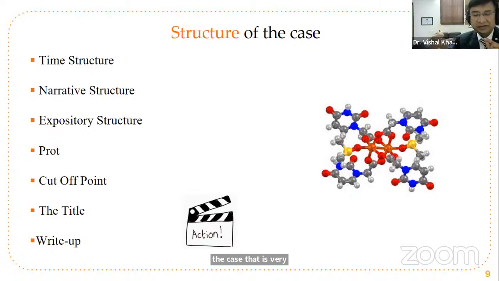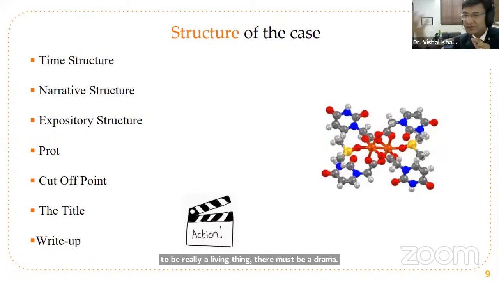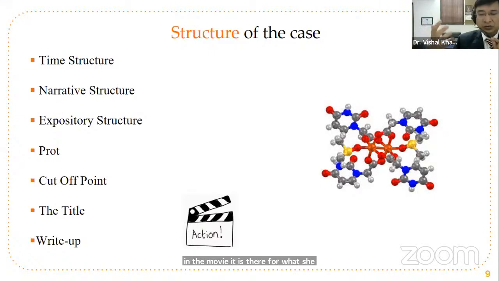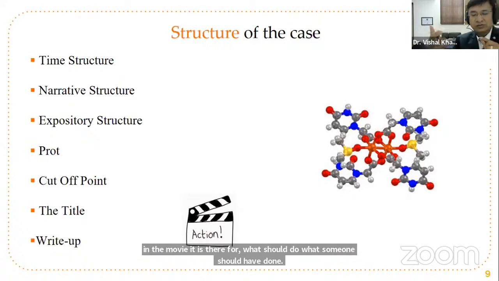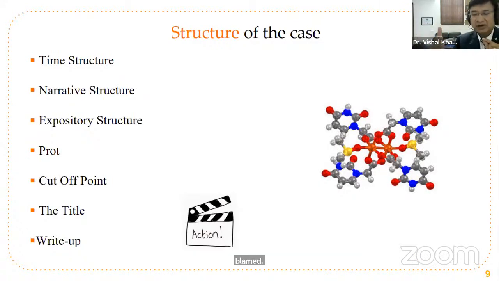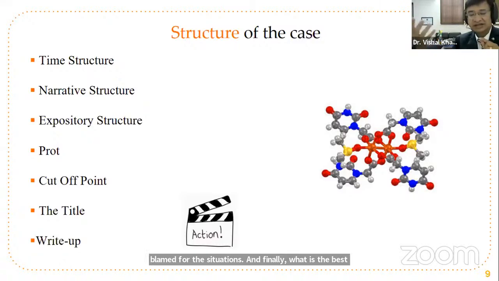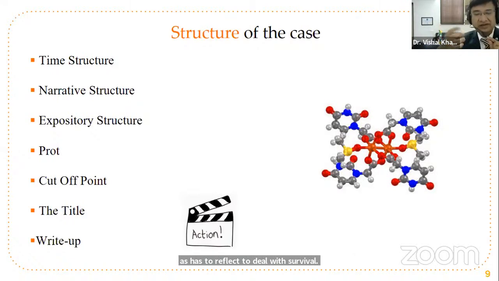So for the case to be really a living thing, there must be drama, there must be suspense, there must be questions, like in the movie. What should one do, what should someone have done, who is to be blamed for the situation, and finally, what is the best decision to be made in the circumstances. A case writer has to reflect and deal with several literary problems and devices. That is very, very important.